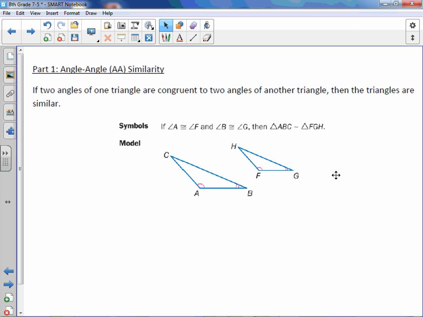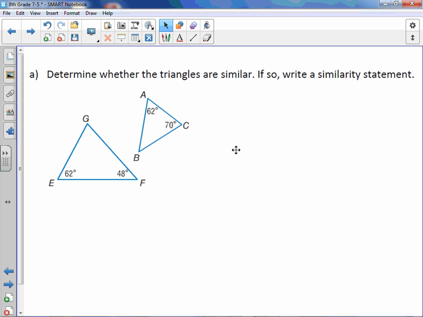If two angles of one triangle are congruent to two angles of another triangle, then the triangles are similar. So since angle A is congruent to F and B is congruent to G, I can automatically say that the two triangles are similar. Determine whether the triangles are similar. If so, write a similarity statement.